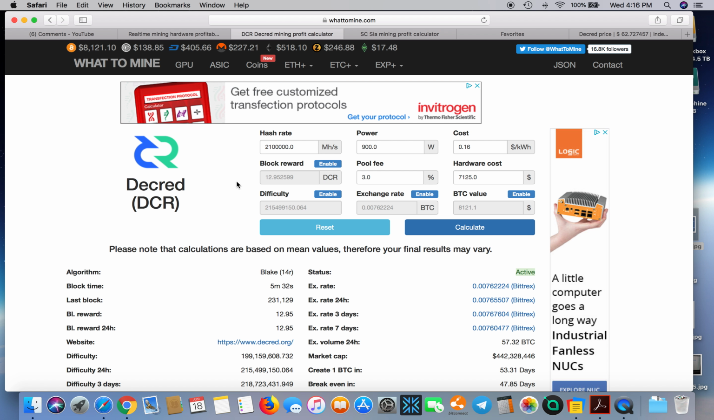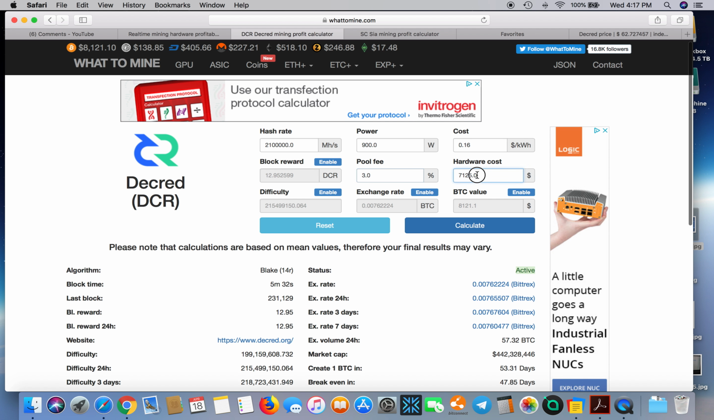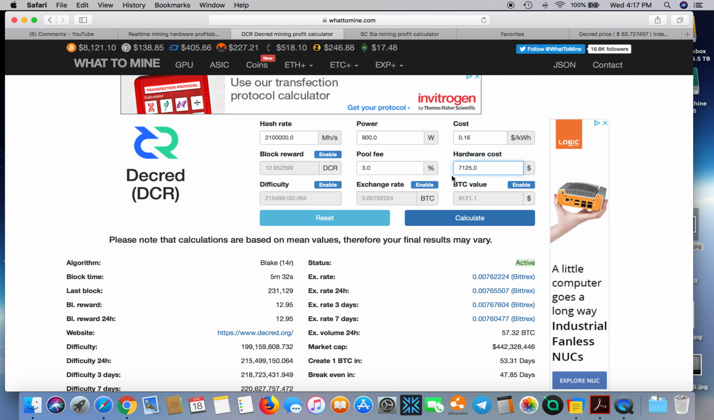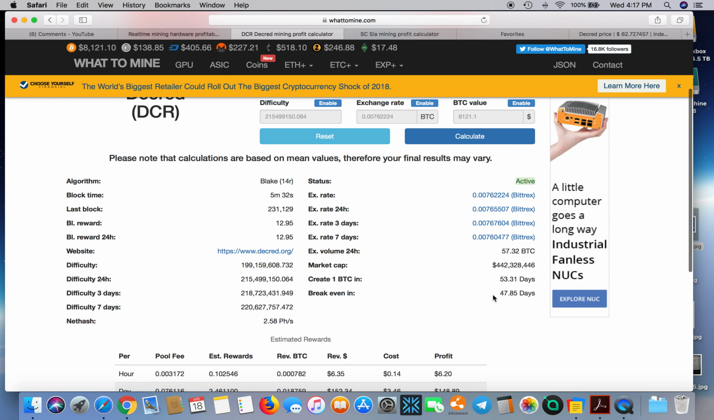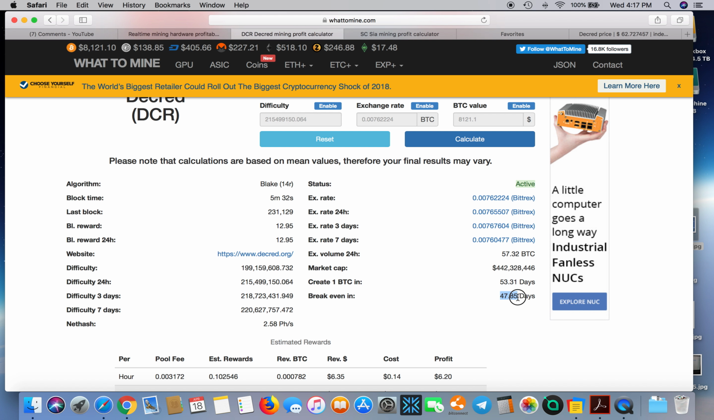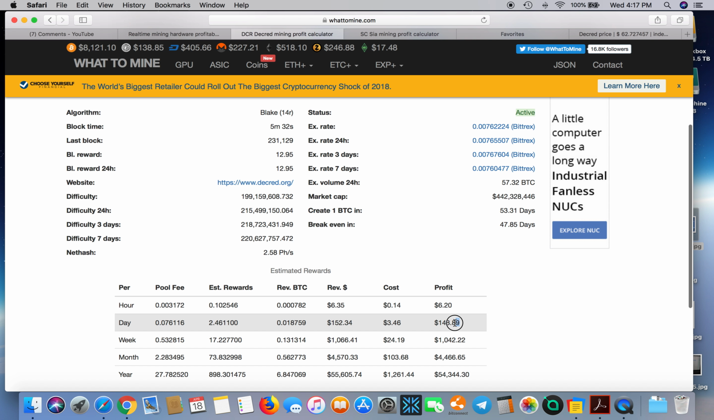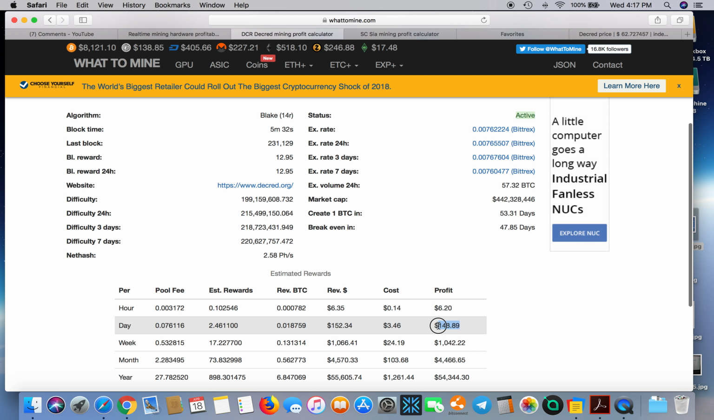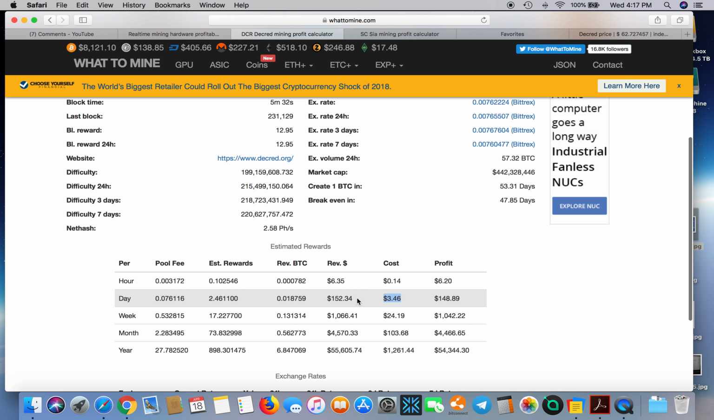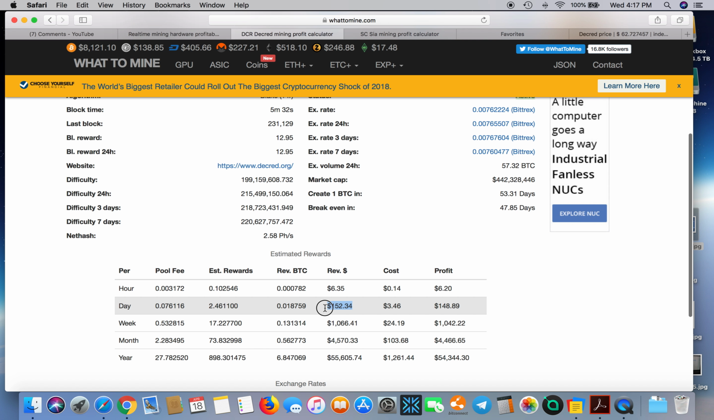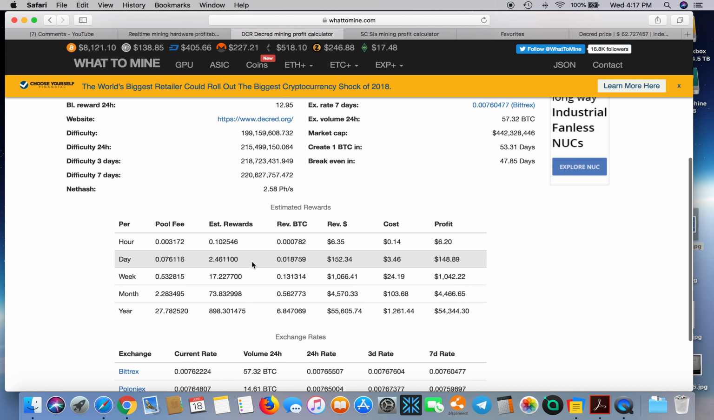All right, so Decred, 2.1 terahash converts into 2,100,000 megahashes. You have 900 watts power. With my kilowatts per hour, my pool fees, and total hardware cost shipped to my door with the power supply, it's $71.25 for a break even of 47.85 days. I'm going to profit $148 or $149, with $350 in electricity, and $152.34 in total revenue. And this is your estimated rewards and your pool fees.